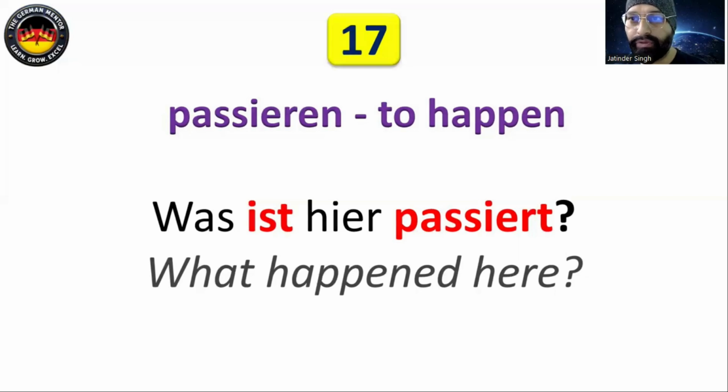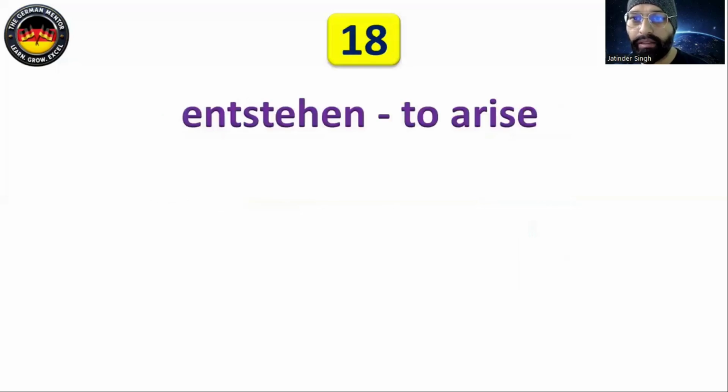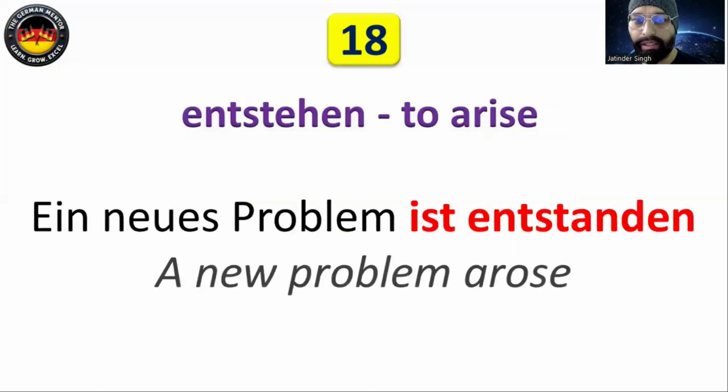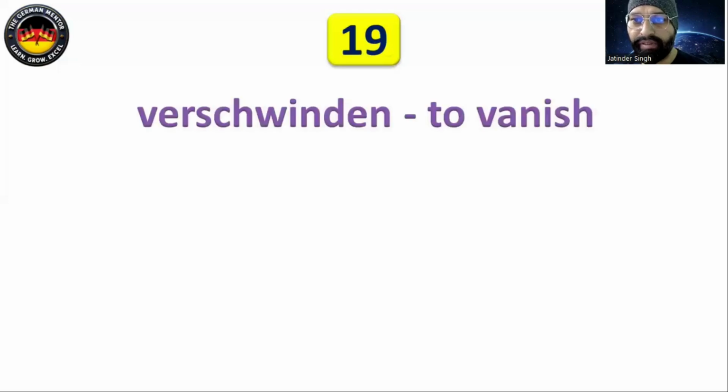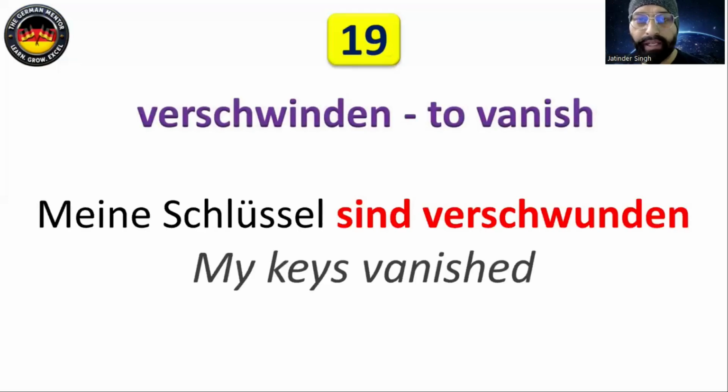Now we check the next one, number 18. Entstehen, which means to arise. Ein neues Problem ist entstanden. A new problem arose. So there is a change of state, change of condition. There is no such movement, but change of state. Entstehen, to arise.